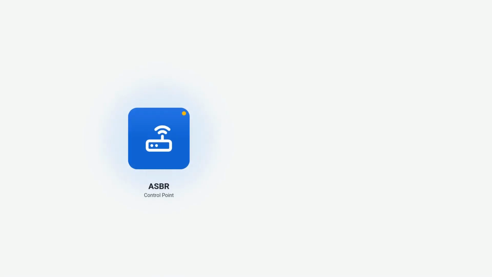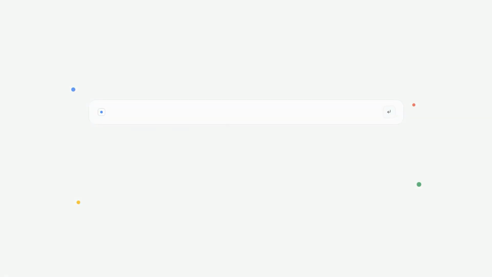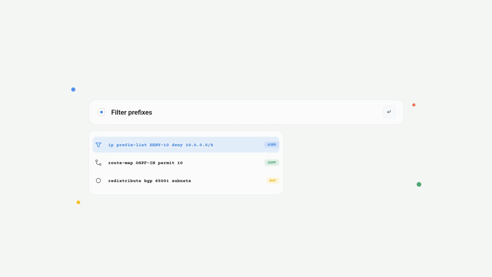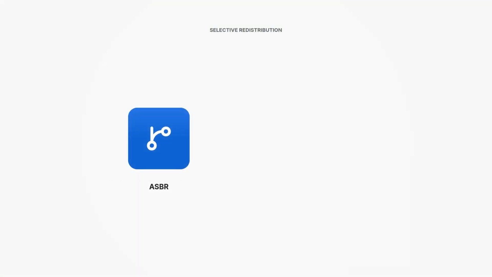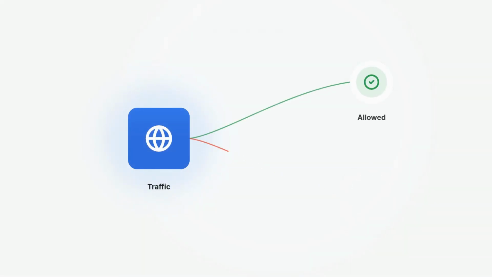Selective redistribution lets the ASBR control which outside routes enter OSPF. That's where prefix lists and route maps filter what gets in. On the ASBR, use a prefix list to match routes and a route map to control what gets redistributed. That's the practical config point. What selective redistribution accomplishes is simple. Only the prefixes you approve get advertised into OSPF. Visually, green paths are allowed and red paths are blocked.